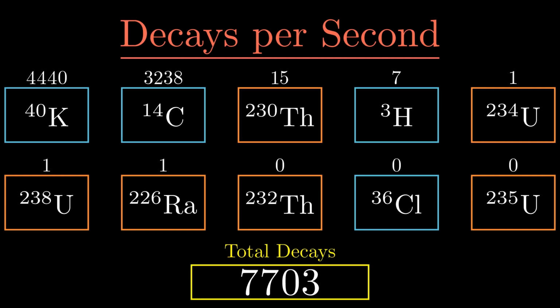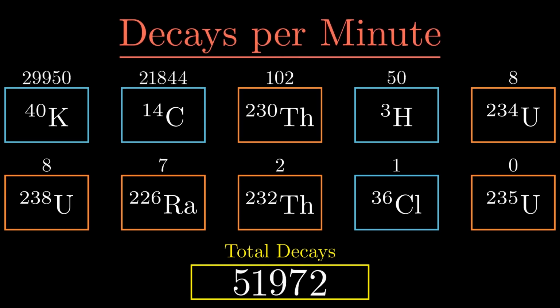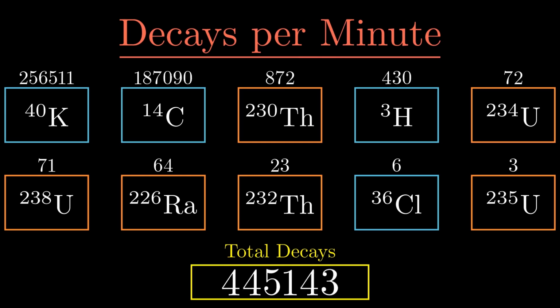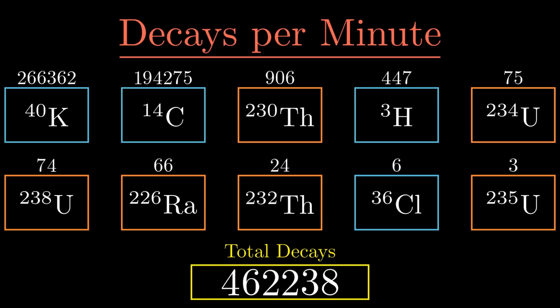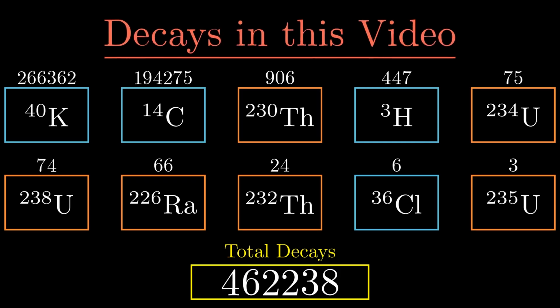Potassium-40 and carbon-14 are the runaway leaders, and the final 3 are those with activities less than 1 on a per second scale. You can see that every second just over 7,700 atoms decay in your body. Now if I change it to per minute, we have all 10 isotopes contributing to the total, which is now over 462,000. I'm going to sync the numbers to the video length now.